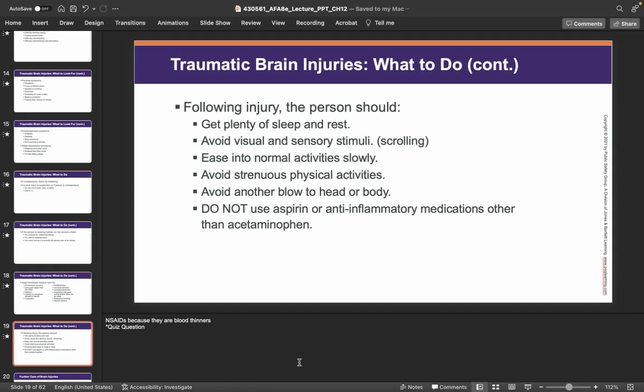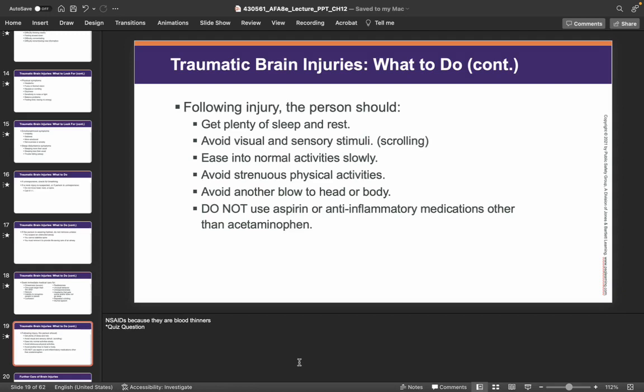Try and avoid visual or sensory stimuli. So scrolling on somebody's phone, like that's pretty not good for a concussion. It can really make the symptoms worse. You need to ease into normal activity slowly because it can have an effect upon coordination and those kinds of things. You need to be kind of careful.